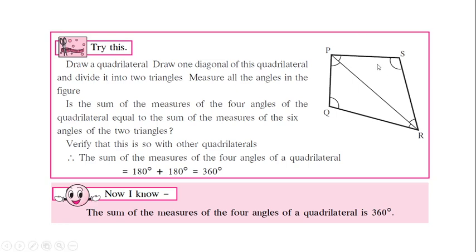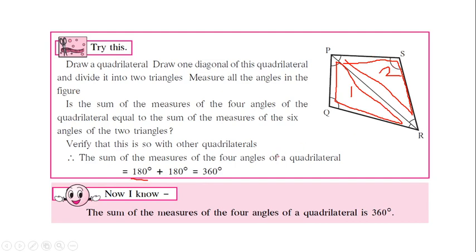When two triangles are joined to each other, they form a quadrilateral. Here you can see that this is one triangle and this is another triangle, right? As we all know, the sum of all three angles of a triangle is 180 degrees. Now how many triangles do we have? We have two triangles. So this will contain 180 degrees. This will also contain 180 degrees.